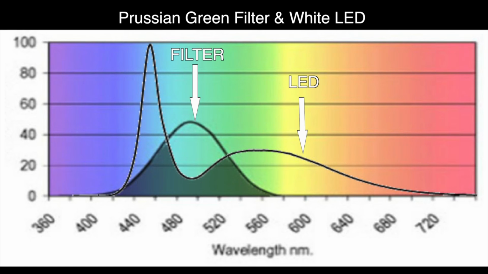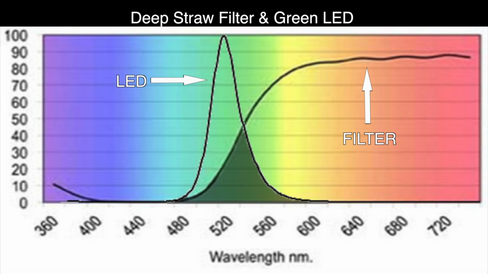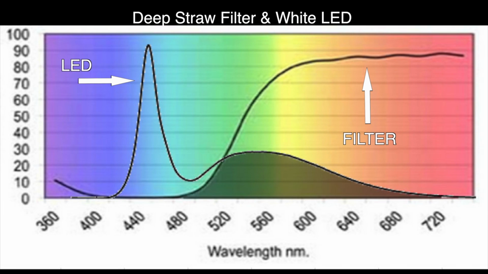For the Prussian green filter with a white LED, the area of overlap consists of blues and greens. These are the only colors we should see. For the deep straw filter and green LED, green is the only color we should see because those wavelengths are the only areas where we see overlap. For a deep straw filter and white LED, only green, yellow, and a little bit of red overlaps. We should see mostly green and yellow with a little bit of red.